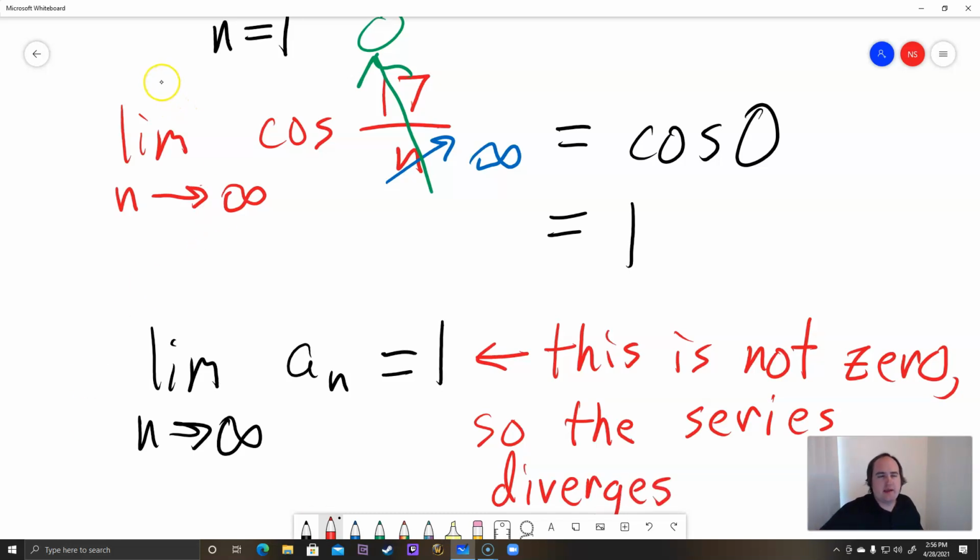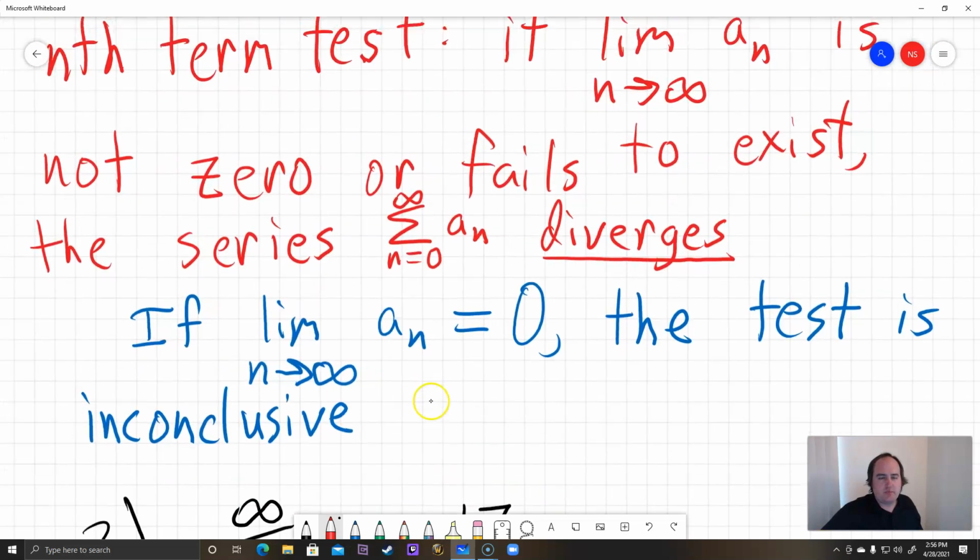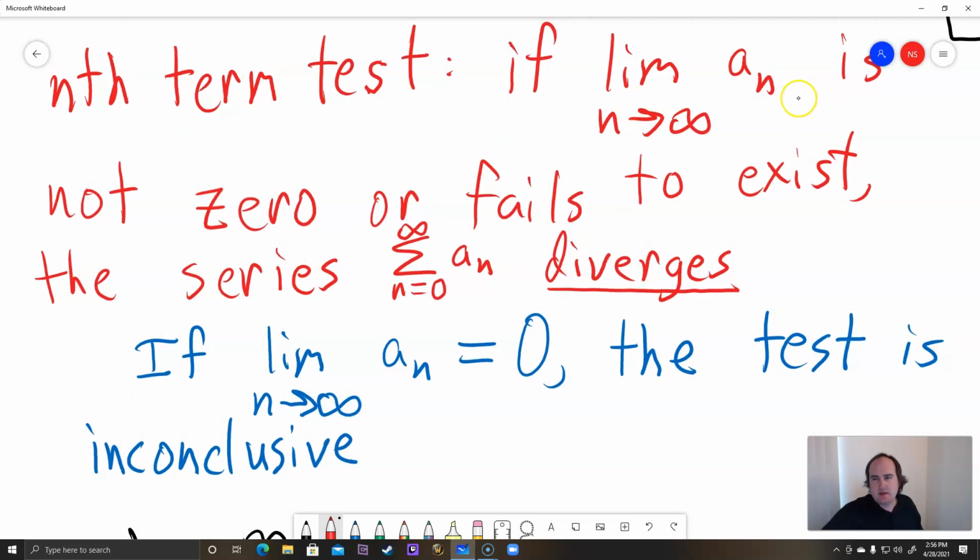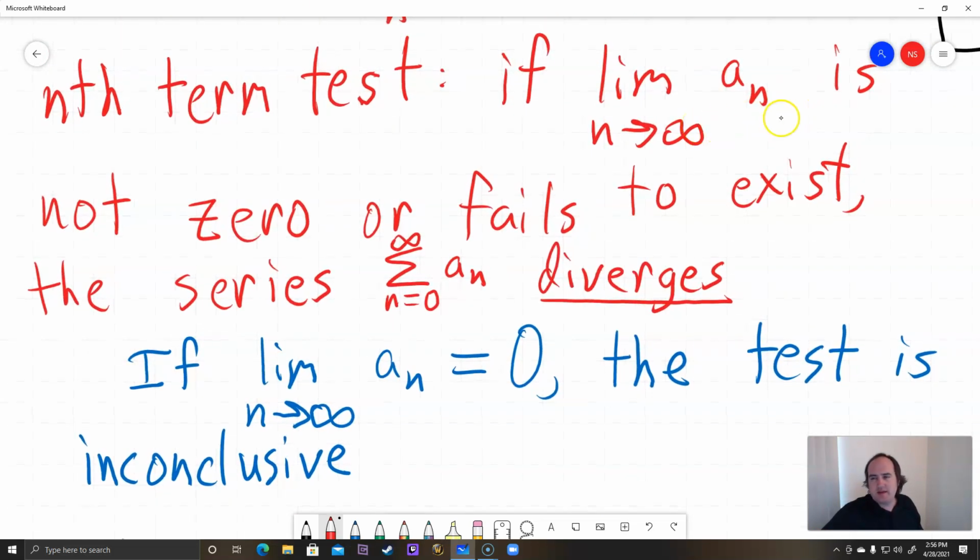Remember, back up here when I wrote it on the last problem, I said for the nth term test, the limit as n goes to infinity of a sub n, if it's not 0, or it fails to exist, the series diverges. If it equals 0, the test is inconclusive. So in the first example, because it equaled 0, the test was inconclusive. But in this case, it equals 1, which is not 0. So that means the series diverges.